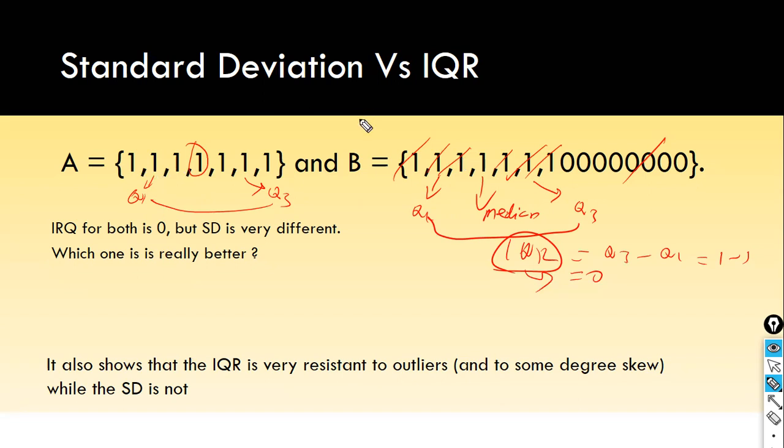What about the standard deviation? In the case of standard deviation, you need to take into account each and every value. Since you have a bigger value, if you account this value also as part of your standard deviation calculation, obviously your standard deviation value will be more. So IQR is very resistant, which means it is not sensitive to outliers, whereas standard deviation is sensitive to outliers. The IQR for both data sets is 0, but the standard deviation is completely different, isn't it?